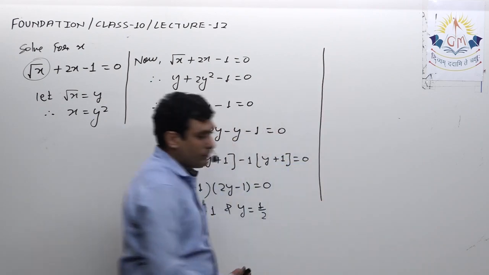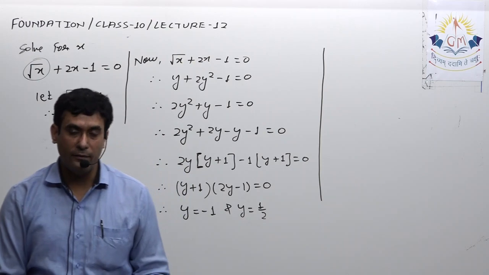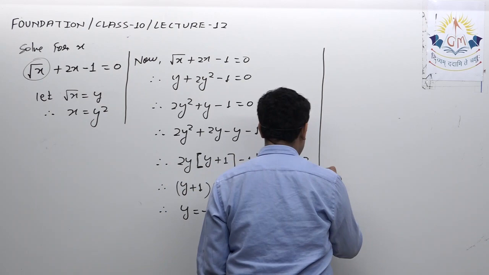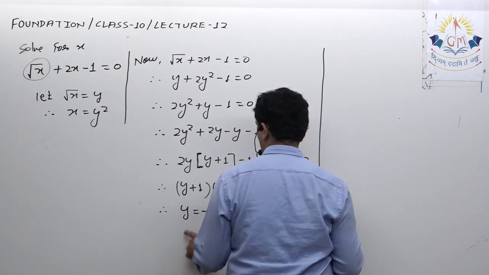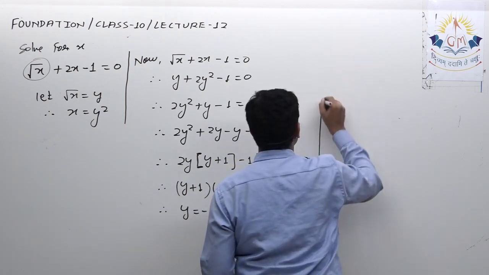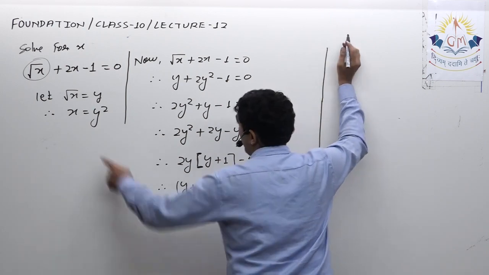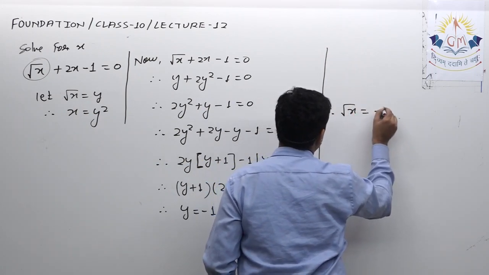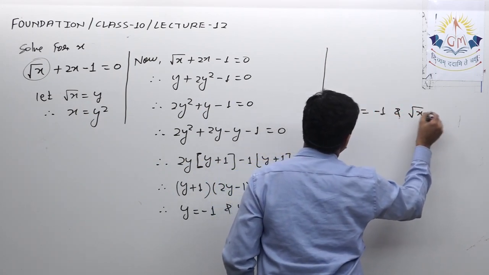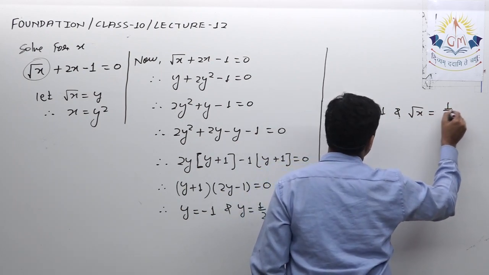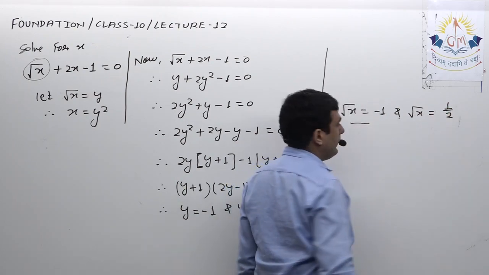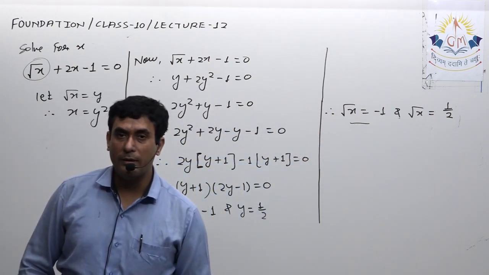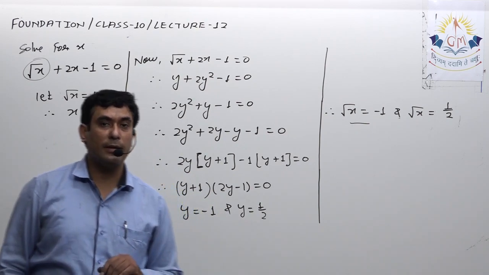But again, in the question they are not asking to find the value of y, we have to find the value of x, that is the variable of the given expression. Now y equal to -1, what is y? Root x. So therefore I will say root x equal to -1 and root x is equal to 1 by 2. Now root x equal to -1 is not possible. For any real number it is not possible that the square root of any number is negative.